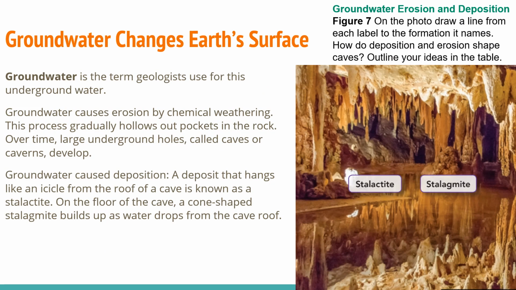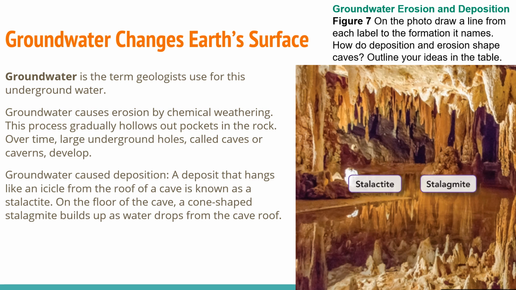Groundwater changes Earth's surface. So groundwater is the term geologists use for this underground water. Groundwater causes erosion by chemical weathering. This process gradually hollows out pockets in the rock. Over time, large underground holes, called caves or caverns, develop.